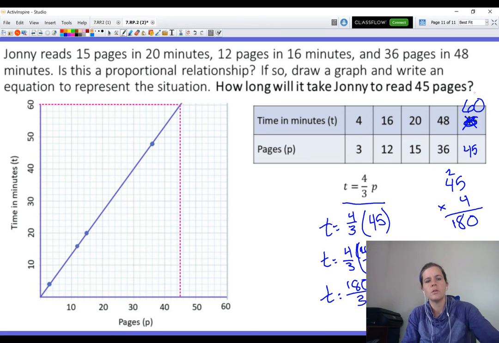Same thing. So you can either use the graph or you can use the equation. The equation is going to be more accurate. So I hope now you know how to create an equation from a proportional relationship.